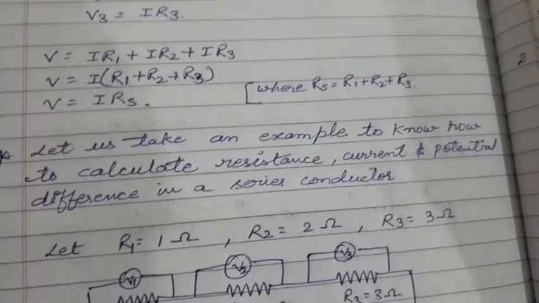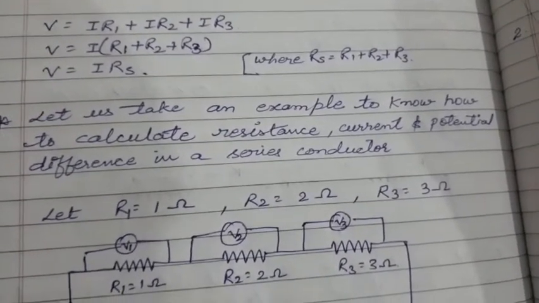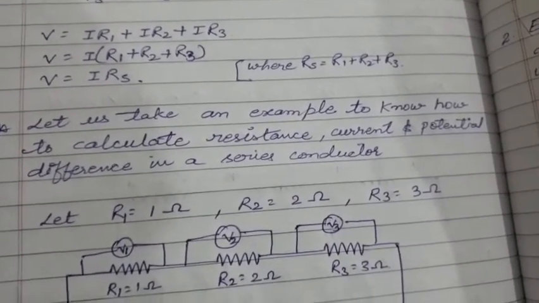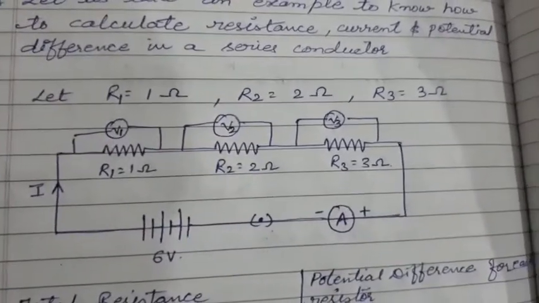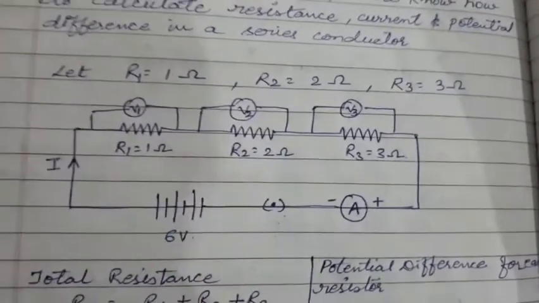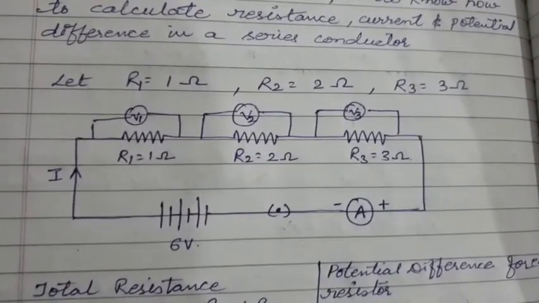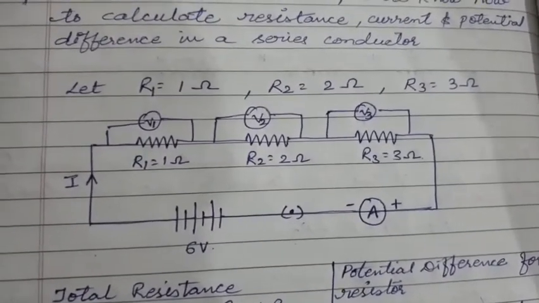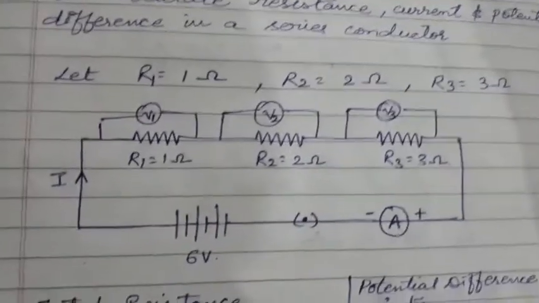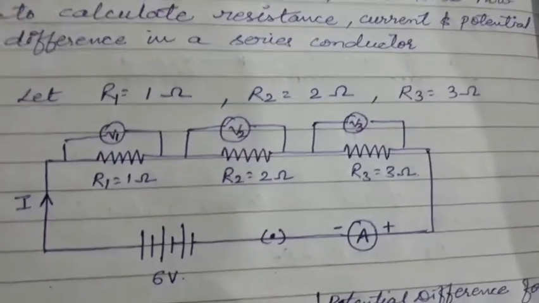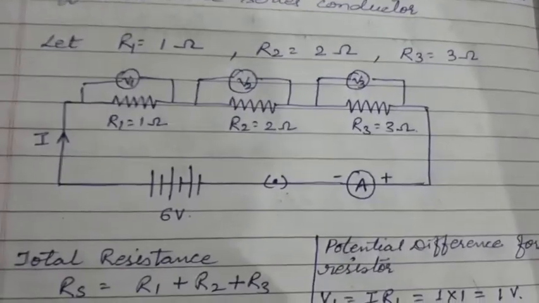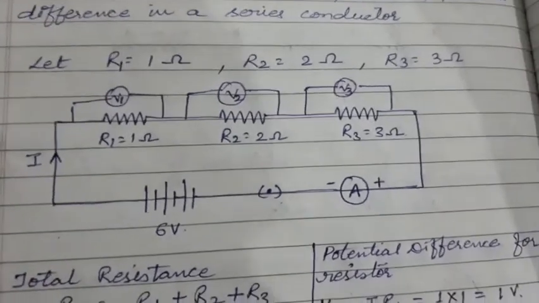So let us take an example to know how to calculate the resistance, current and potential difference in a series combination. Suppose again the same circuit diagram that we did earlier. Now we have been given the values: R1 is equal to 1 ohm, R2 is equal to 2 ohm and R3 is equal to 3 ohms. A voltage of 6 volts is supplied to this.